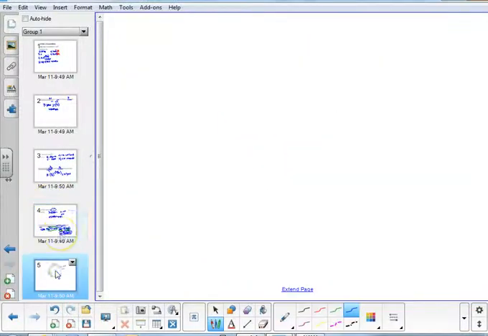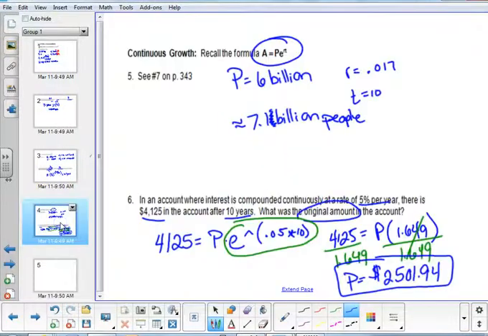What else they have for us today? Oh, that's it. So 4.2 shouldn't be that bad. Good luck.